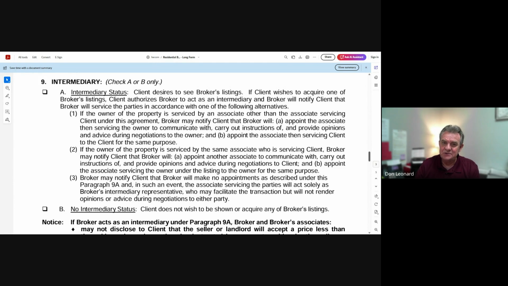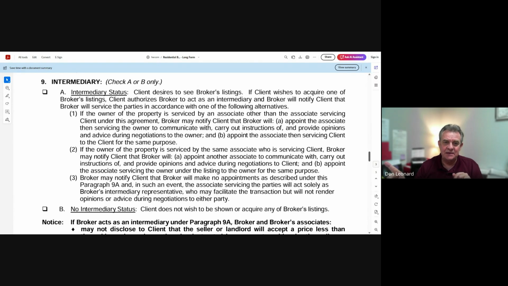You do need to explain how it works to make sure they're not going to have a problem with it. I've not really run into anybody who has a problem with intermediary with appointments. I've run into plenty who have had a problem with intermediary without appointments, where they're fine as long as two separate agents, because they still have you. They still have your advice. They still have your opinion, and they're okay with that.